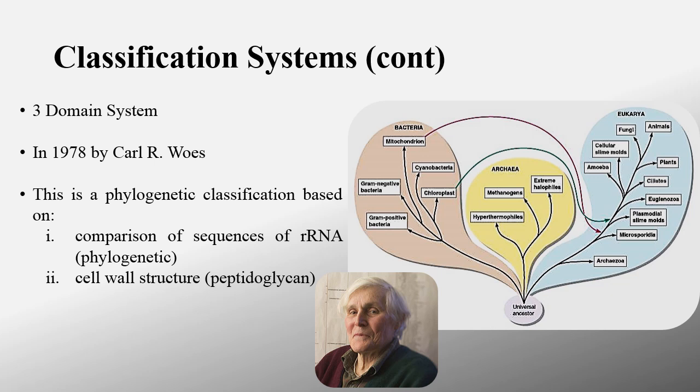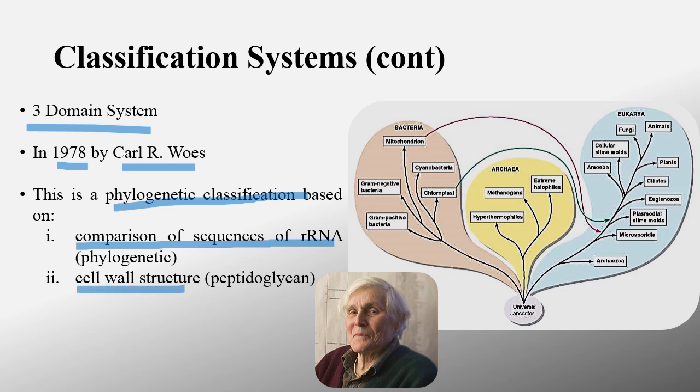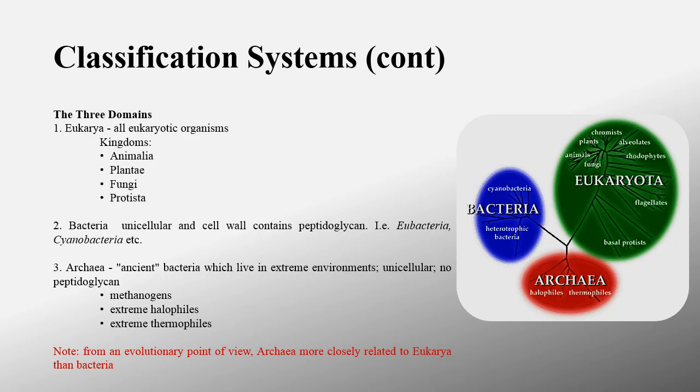Okay, biotechnological advances have led to the proposal of the three-domain system, proposed by Carl R. Woese in 1978. This system is based on phylogenetic classification, which works by comparing the sequence of rRNA and the cell wall structure. In the three-domain system, we have Eukarya, which contains all the eukaryotic organisms under the kingdoms Animalia, Plantae, Fungi, and Protista. The second domain is Bacteria, which are unicellular and whose cell walls contain peptidoglycan, for example, eubacteria and cyanobacteria.